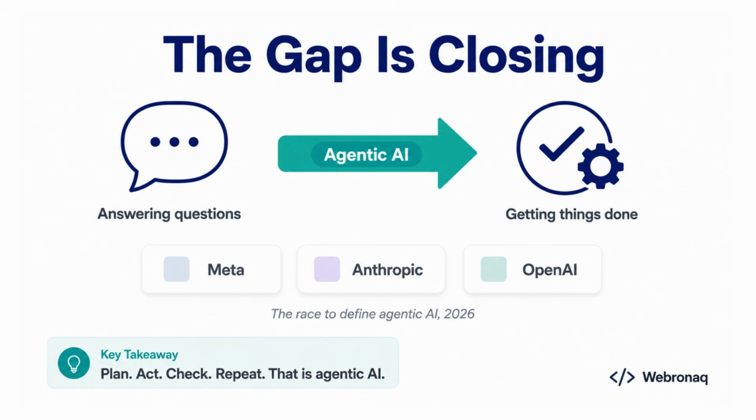And this is not just a Meta story. Anthropic, OpenAI, and others are all racing to define what agentic AI looks like at scale. The category is young, the benchmarks are still settling, and the best mental model to keep with you is this: plan, act, check, repeat. That loop is what separates the next generation of AI from everything that came before.